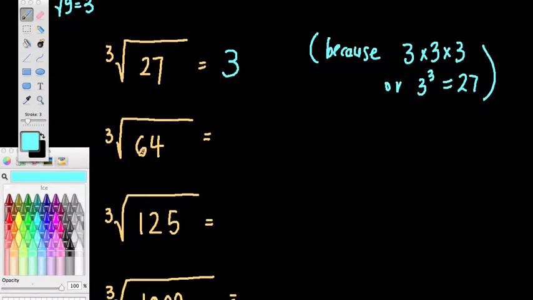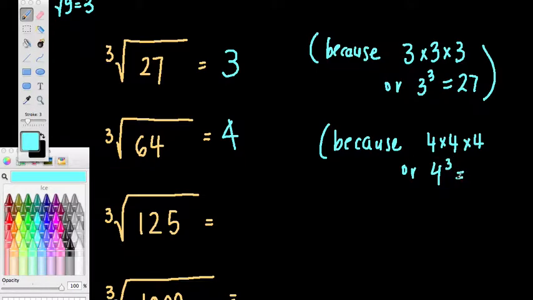Try the next one, 64. So this is getting a lot higher now. Well, we know it's not 2 or 3. Let's try 4. 4 times 4 is 16. 16 times 4 is 64. You can see I'm going with a little bit of a pattern here. So the cube root of 64 is 4 because 4 cubed is 64.